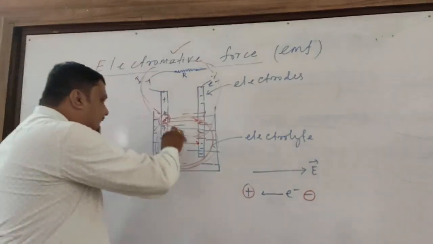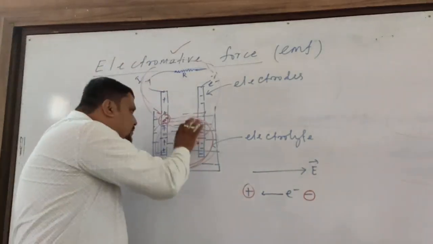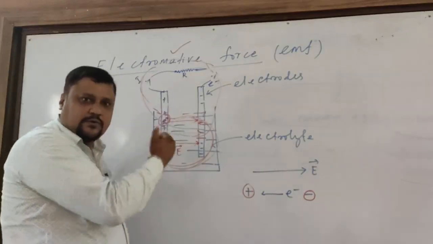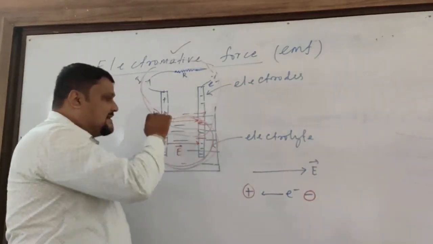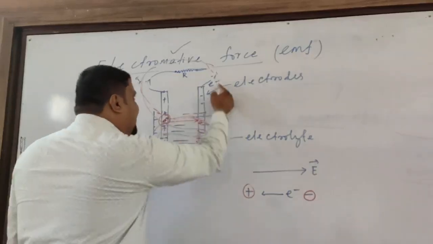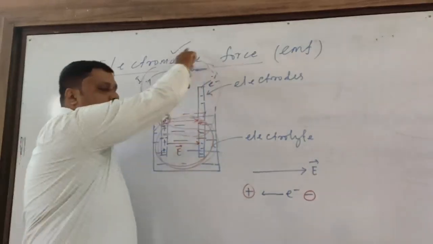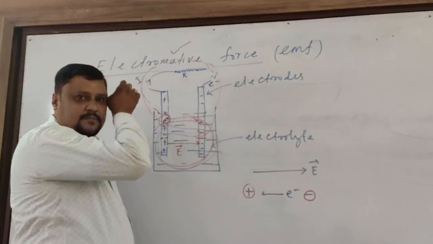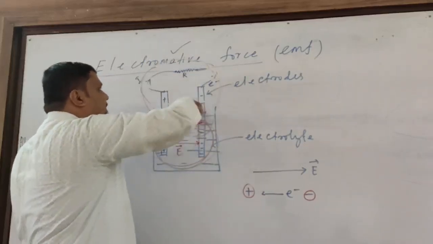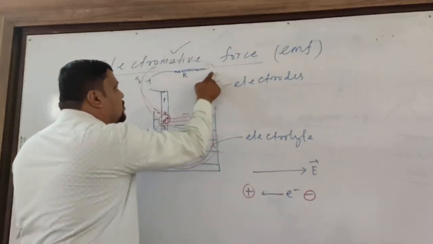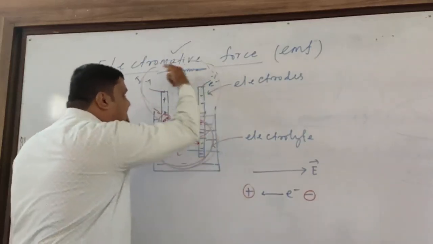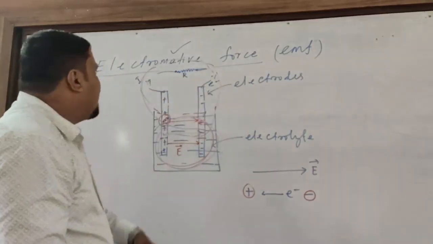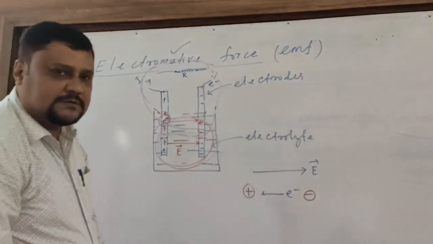It means, what is the energy given to the charge? To one electron, or we can say 1 coulomb of charge. What is the energy given to the charge to complete one cycle in the cell? This is the circuit. From here it goes through the external part, then comes to the zero point, then like this. This complete cycle. What is the energy? That is the electromotive force.